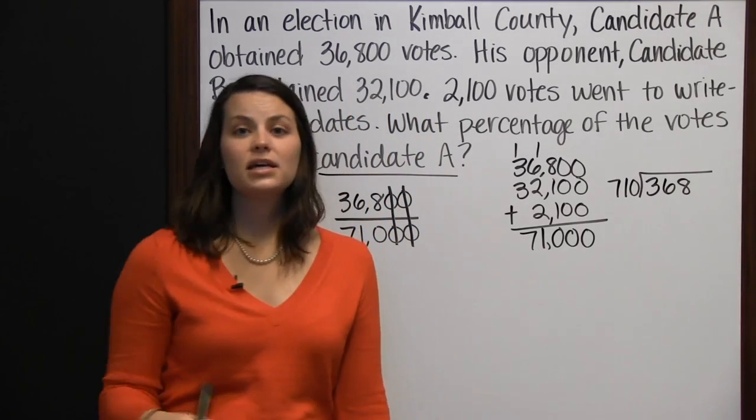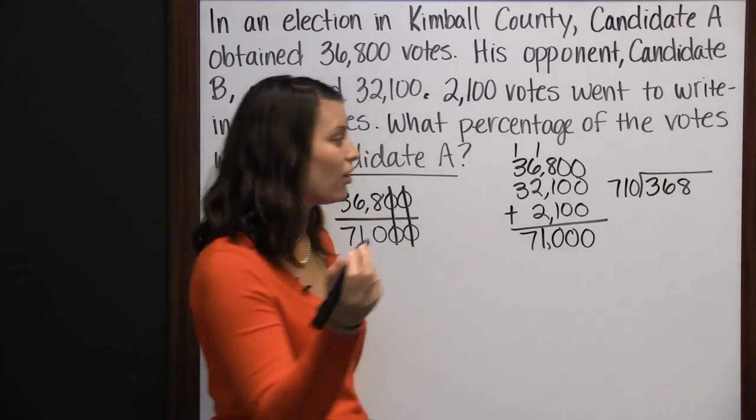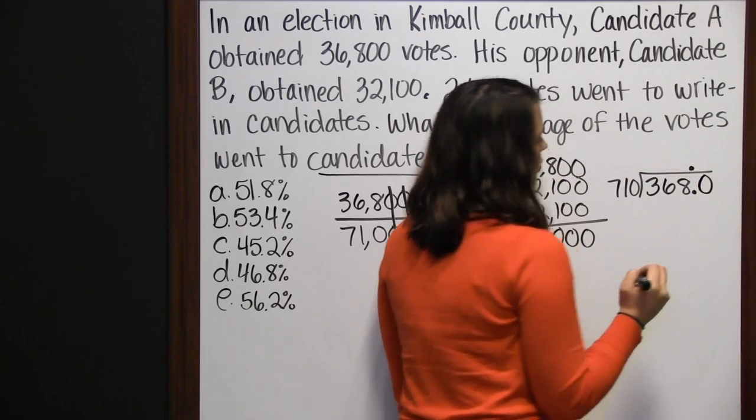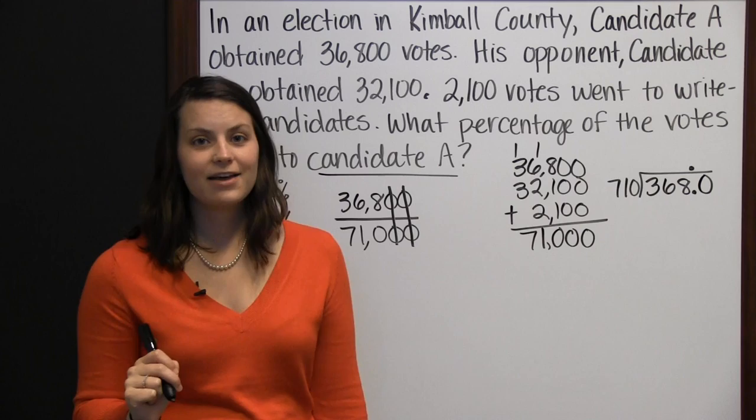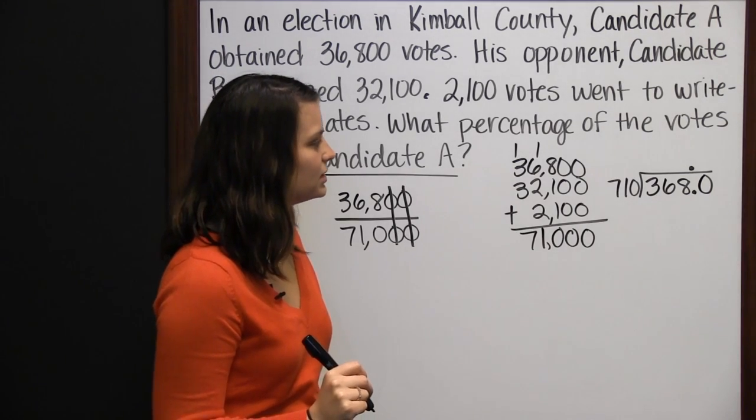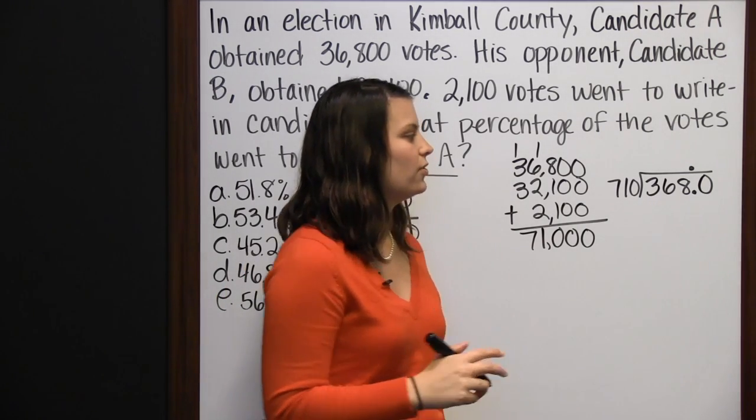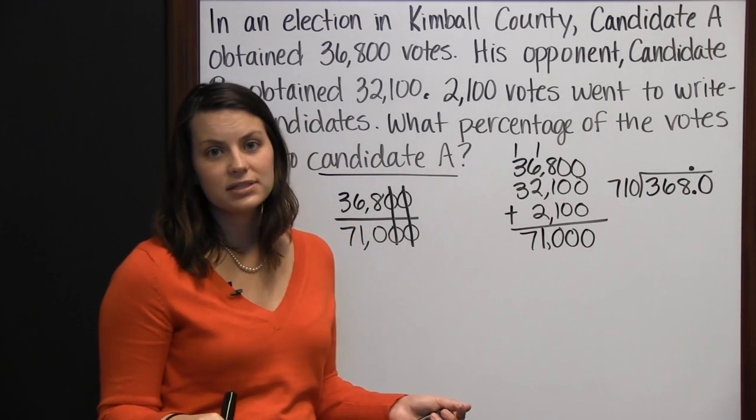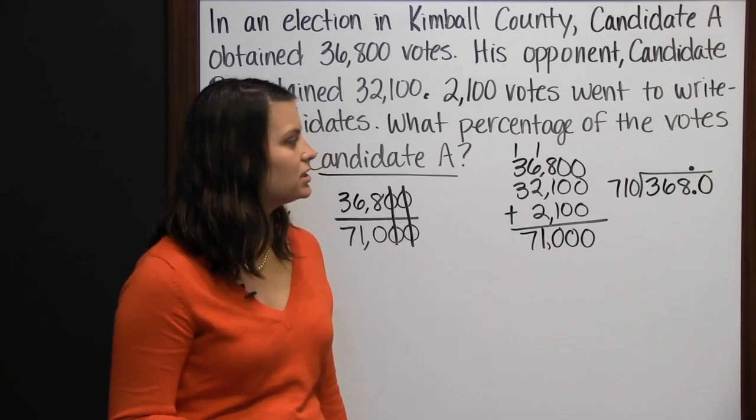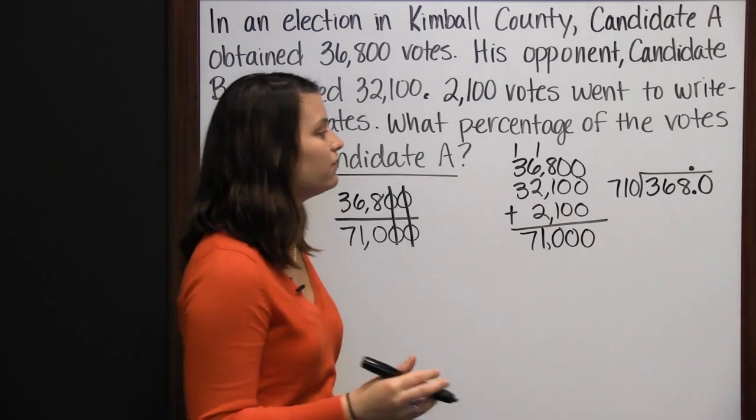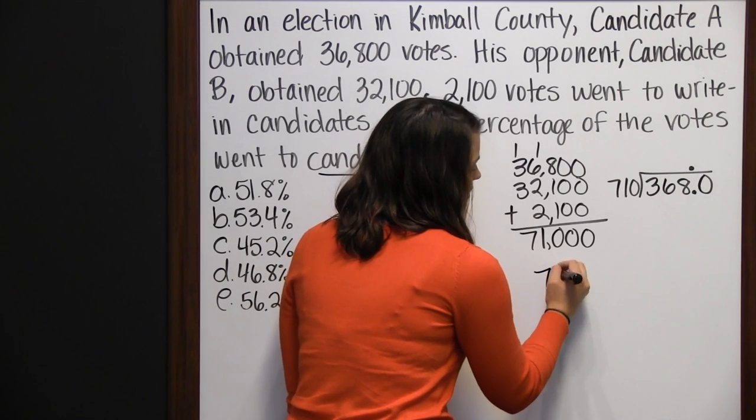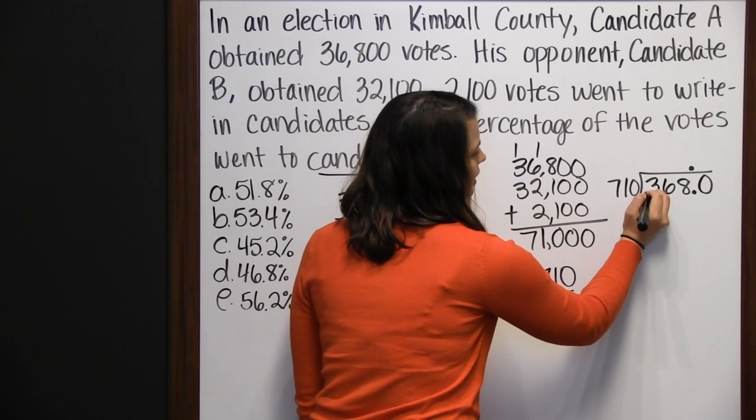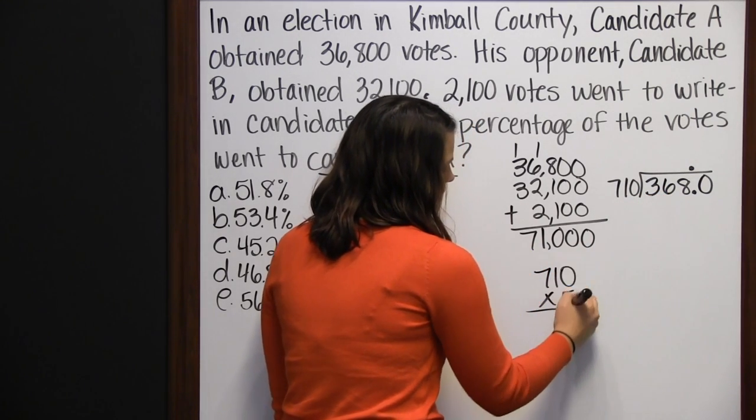Well, 710 doesn't go into 368 at all, which means I'm going to have to add a decimal and a zero. And now I can divide 710 into 3,680. So I can use compatible numbers here, and 710 is very close to 700. 700 times 5 would be 3,500. So I'm thinking 710 is going to go about 5 times into 3,680.